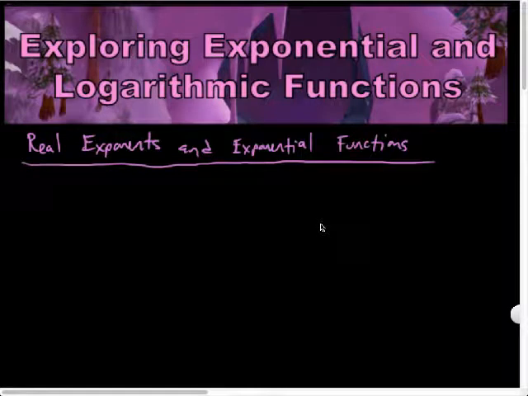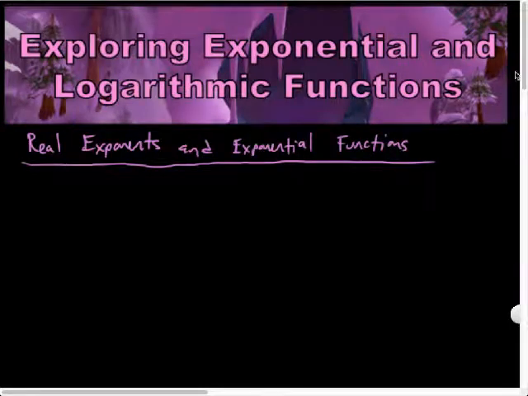Greetings and welcome, friends. We are in a new chapter, new zone. We're talking about exploring exponential functions, which we're going to talk about today specifically, and logarithmic functions, which should be a completely new concept for you, and we'll take a look at that a little bit later, maybe mañana. So today's lesson is called Real Exponents and Exponential Functions.